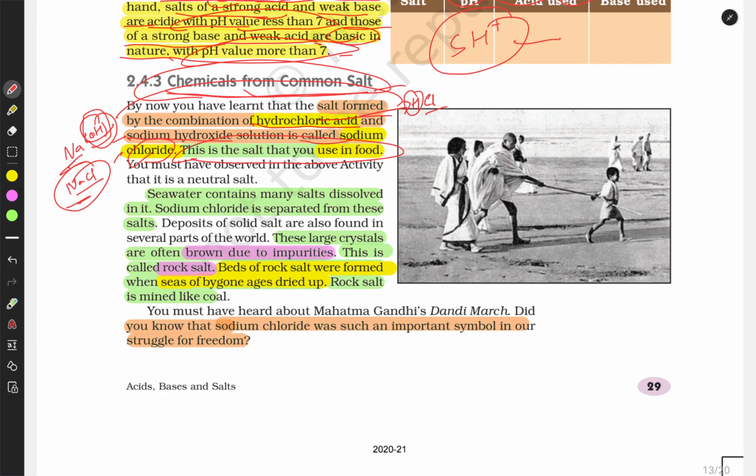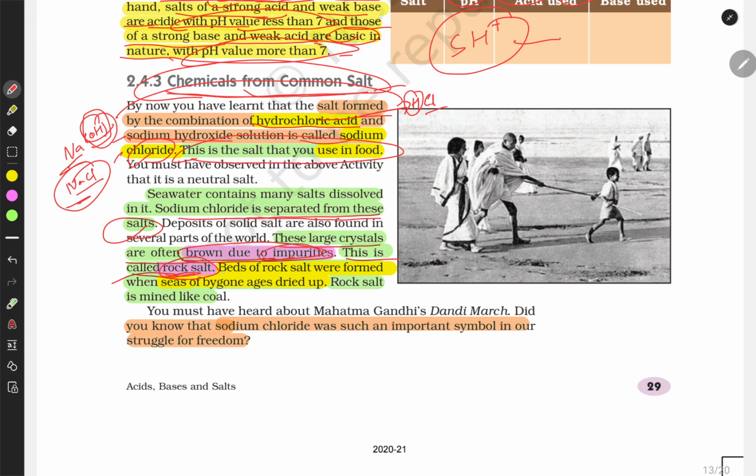Seawater contains many salts dissolved in it, and sodium chloride is separated from these salts. These large crystals are often brown due to impurities. We know something called namak, which is a pure salt. We have another namak called senda namak, which has a brownish color. Why? Because of impurities in it. Lots of other minerals are there. It is not pure NaCl. It contains other atoms and molecules also. So this is also called rock salt. In Hindi we call it senda namak.